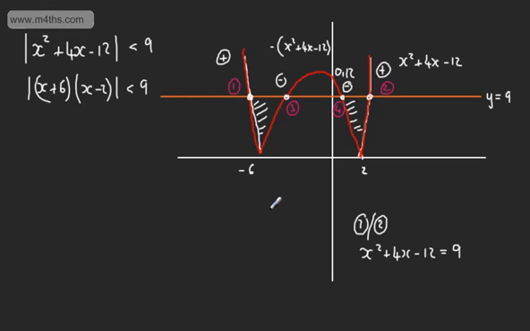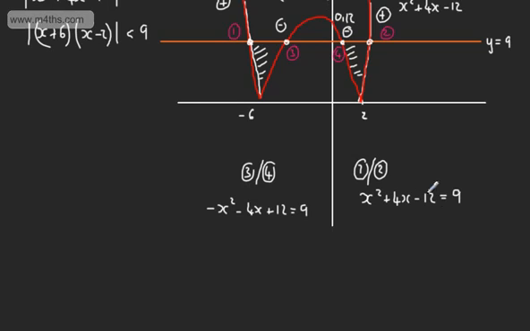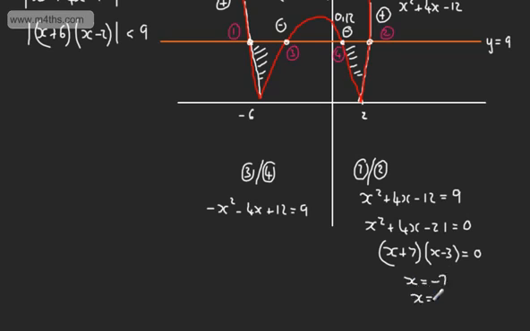If we think about the other ones, which I've called 3 and 4, we've got now minus x squared minus 4x plus 12 is equal to 9. So what we want to do is go ahead and solve them. Let's solve this, subtracting 9 from both sides: x squared plus 4x minus 21 is equal to 0. That's going to factor to x plus 7 times x minus 3 is equal to 0. So x will be equal to minus 7, and then x will be equal to 3.